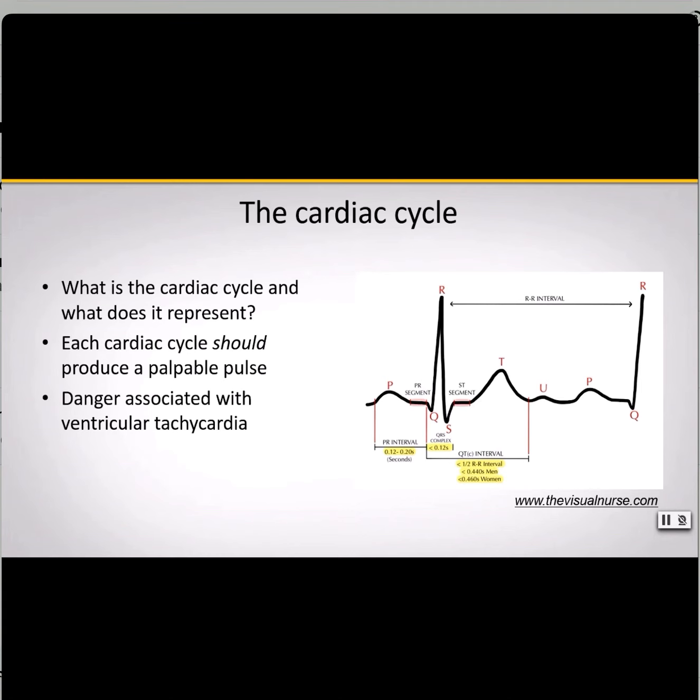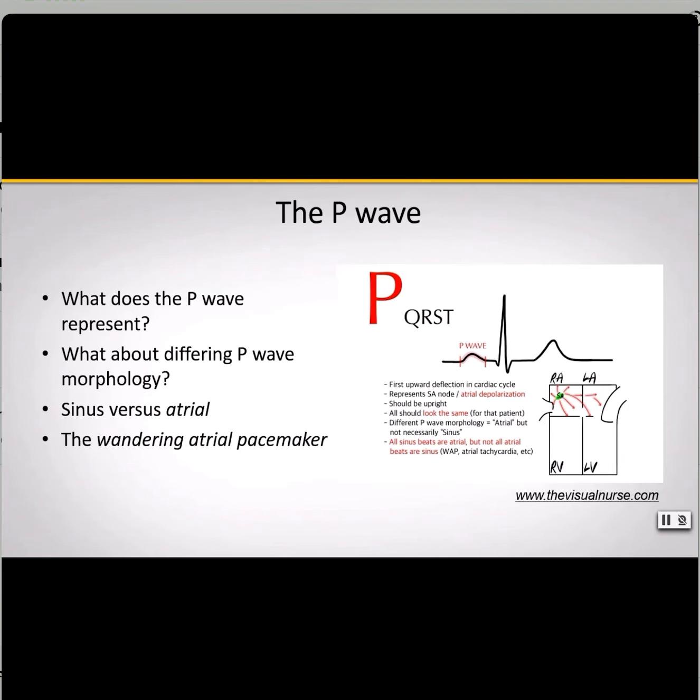In the upcoming slides, we'll take a look at each component of the cardiac cycle in more detail. But for now, the take-home points on this slide are, number one, that the cardiac cycle represents a single heartbeat. Number two, each cardiac cycle should produce a palpable pulse. And number three, if a cardiac cycle occurs and a pulse is not felt, it's likely that that beat did not perfuse adequately. So let's look at the P wave.